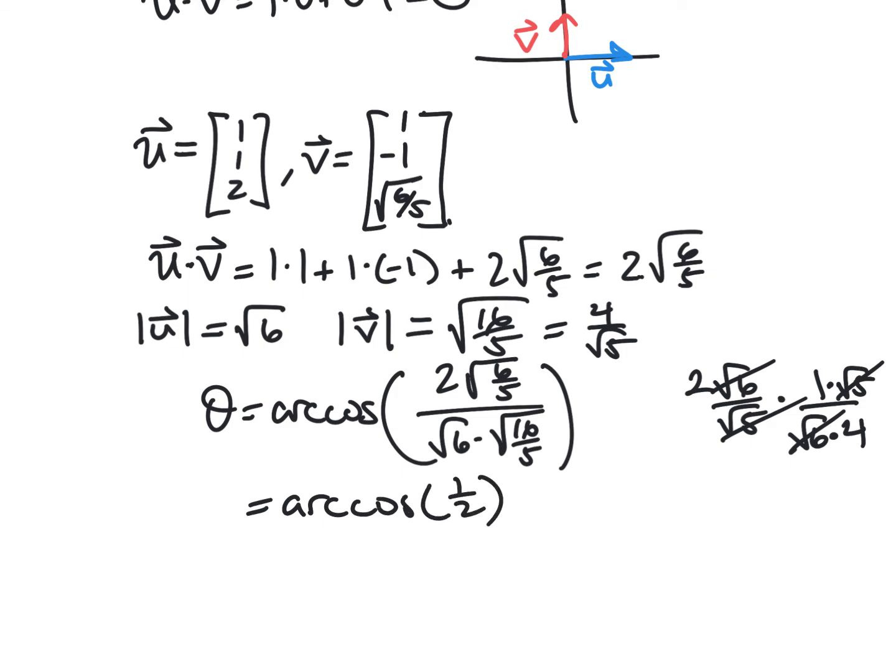When is cosine 1/2? Well, that's when the adjacent side is the shorter one, right? And so that means that theta is going to be pi over 3, right? If it were root 3 over 2, it would be pi over 6.